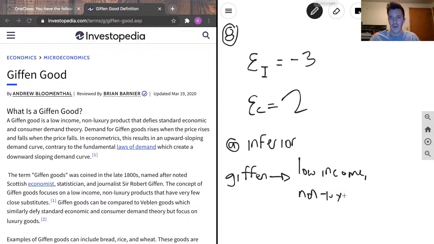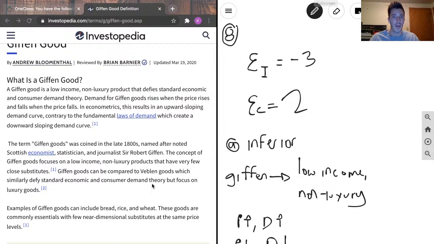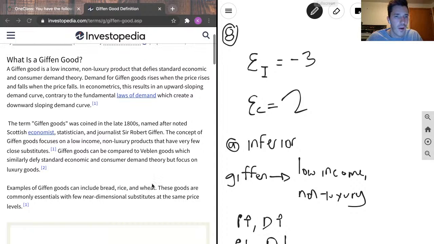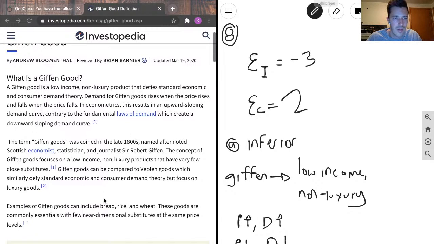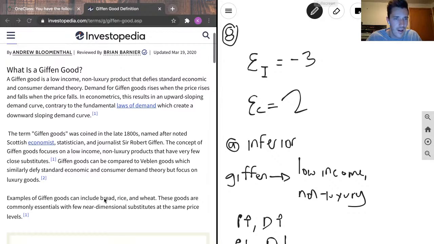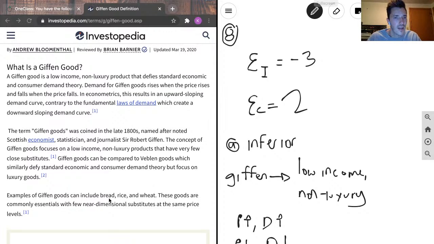So what happens with Giffen goods is when the price goes up, demand goes up. And when the price goes down, they're cheaper, demand goes down. Of course, this makes no intuitive sense, and it's more of a phenomenon than anything. I'm trying to remember what examples are. I think it was something about potatoes in some European country where they observed this.